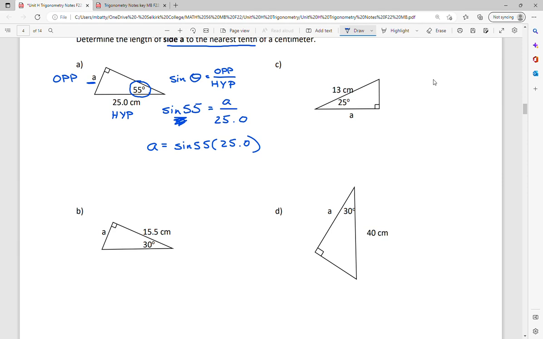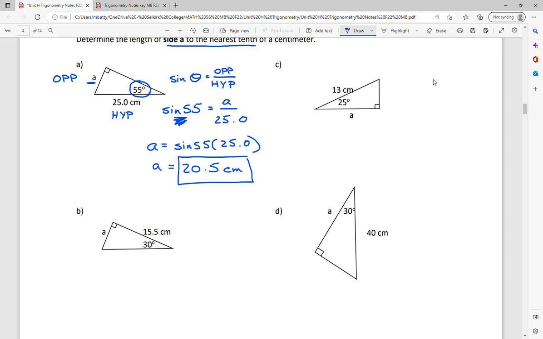So in my calculator, I'd hit sine 55 times 25. And what you should get is the length of side A. We're going to round this to 1 decimal place, and I get 0.5 centimeters.